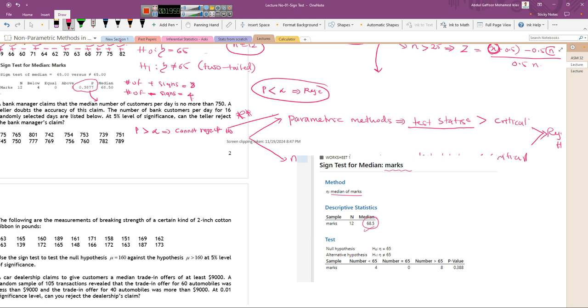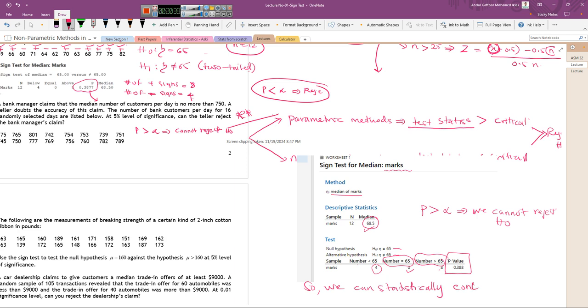Now our null hypothesis is given here: eta is equal to 65, and the alternative is eta is not equal to 65. Here we have the number of negative signs, numbers less than 65, numbers equal to 65, 0, numbers greater than 65, 8, and the p-value for this test is 0.388. Since our p-value is greater than our alpha value, we cannot reject H naught.